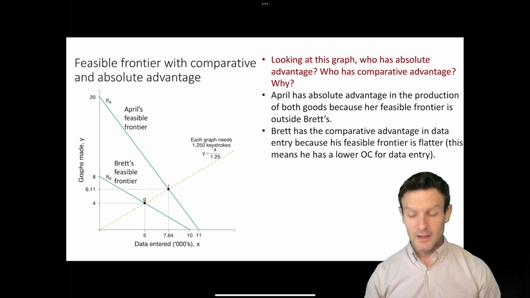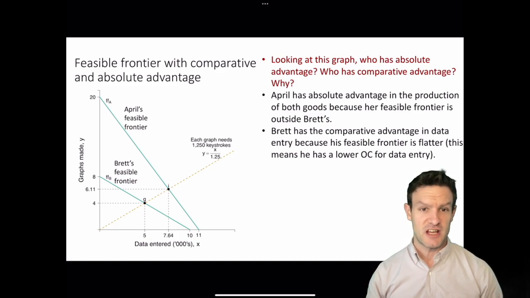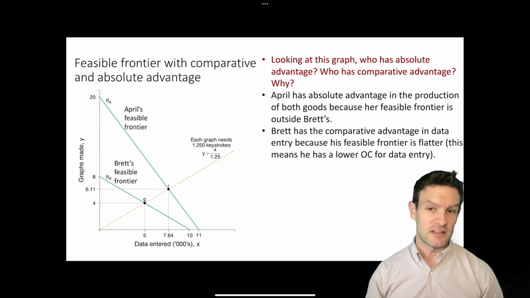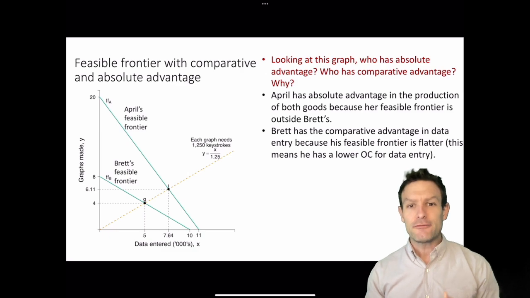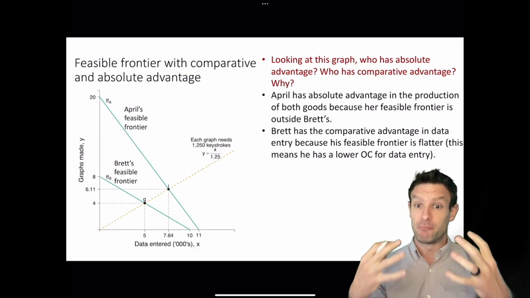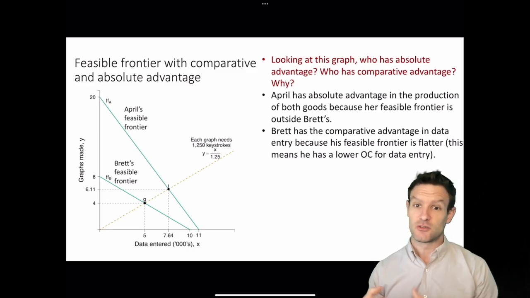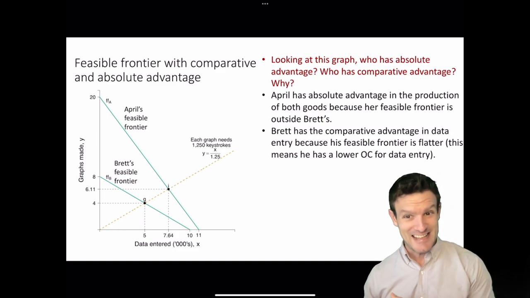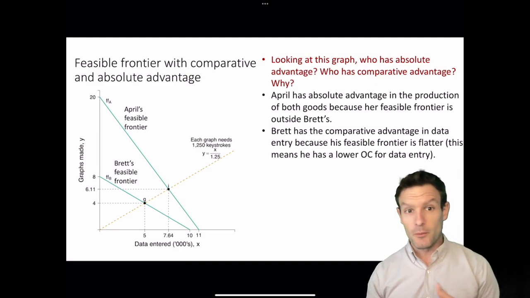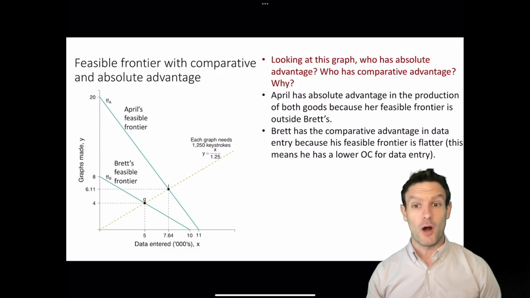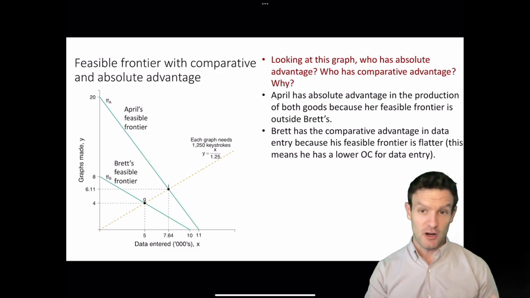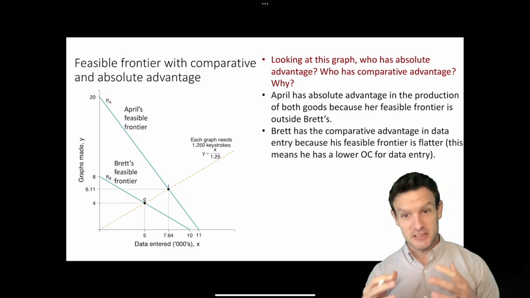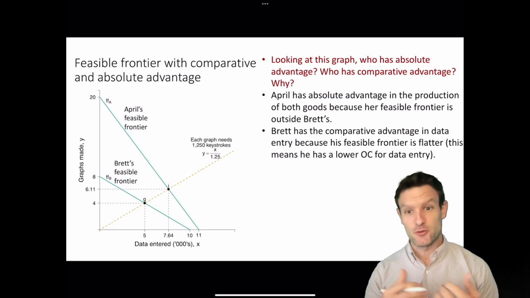Now, Brett has a comparative advantage in data entry because his feasible frontier is flatter. What this means is that he has a lower opportunity cost of data entry in terms of graphs that he gives up in order to enter data. So even though April has the absolute advantage in the production of both goods, Brett can still specialize in one of them because he has a lower opportunity cost for producing data than for producing graphs. What we'll also see is that April has the lower opportunity cost of producing graphs than data. We'll explain exactly how we get to that step by step as we proceed in this video.